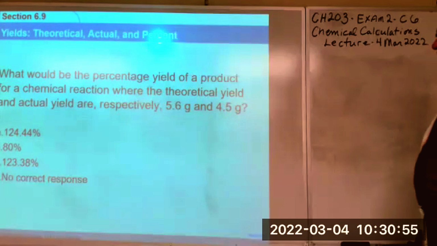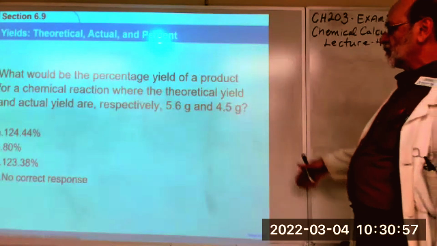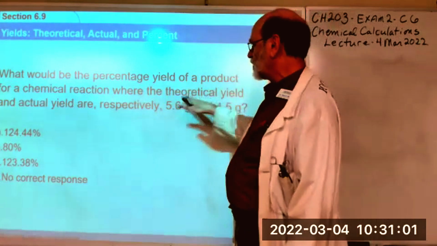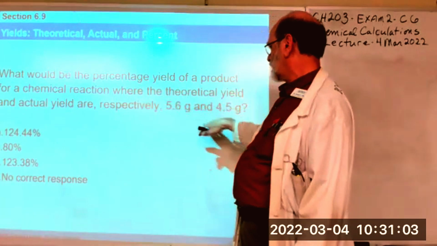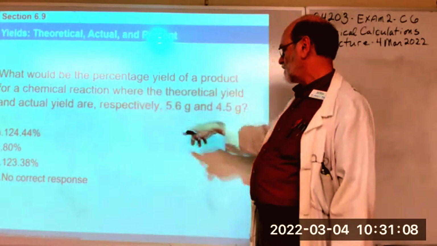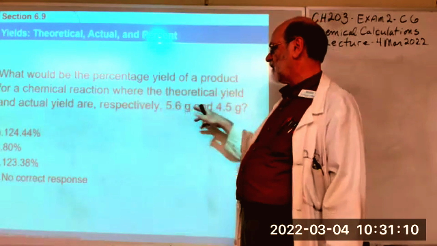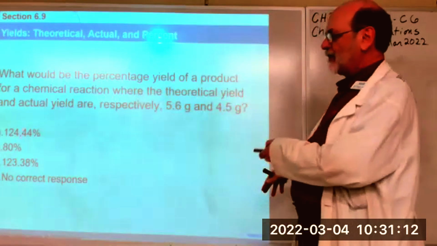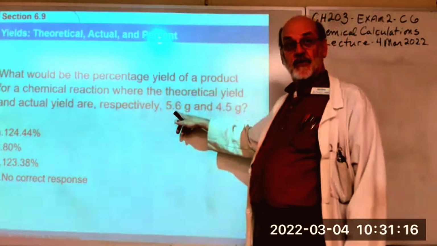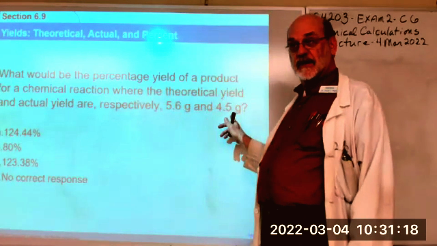Okay. So what will be the percent yield of a product for a chemical reaction if the theoretical yield and actual yield are 5.6 and 4.5? This is the actual, that's the theoretical. So you just ratio 4.5 divided by 5.6. Right? Can't do that one, unless you put them in the wrong order. Put that one on top and this one on the bottom.